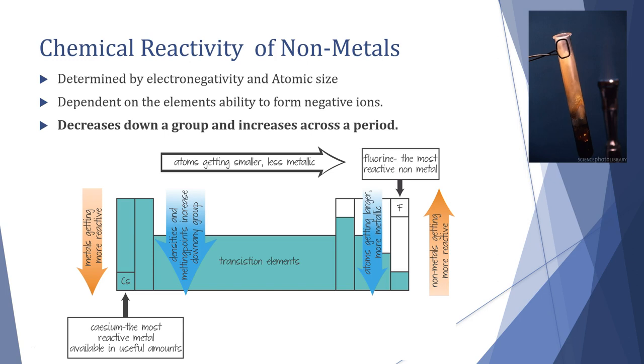Okay, so this is determined by electronegativity, electron affinity, and atomic size. The smaller the atom and the higher the electronegativity, the more reactive the halogen. So this means that reactivity increases up to fluorine, which is our most reactive nonmetal, and is also increasing as we move from left to right across the periodic table.